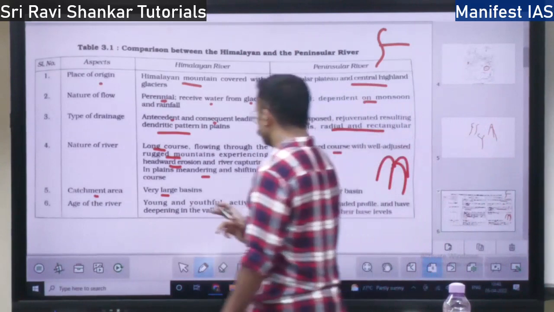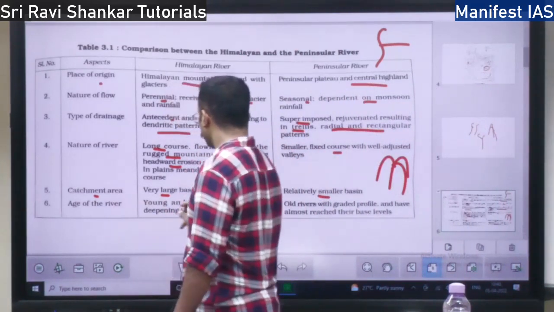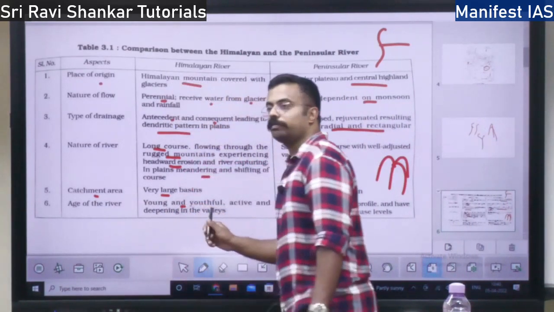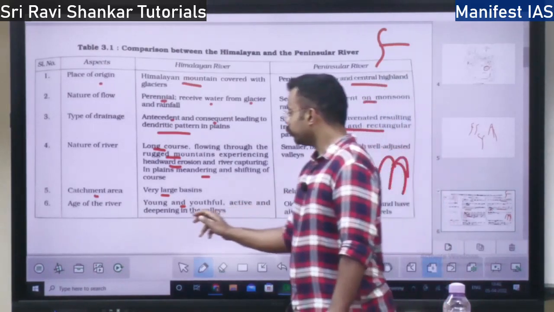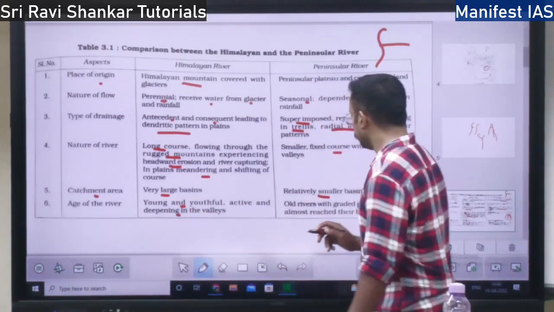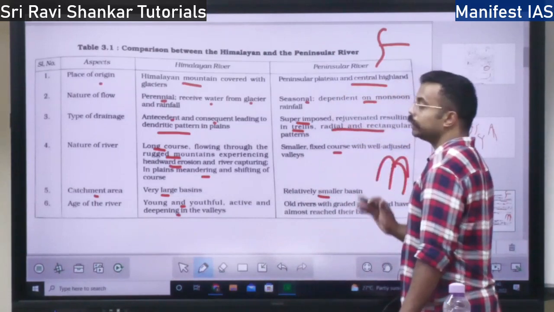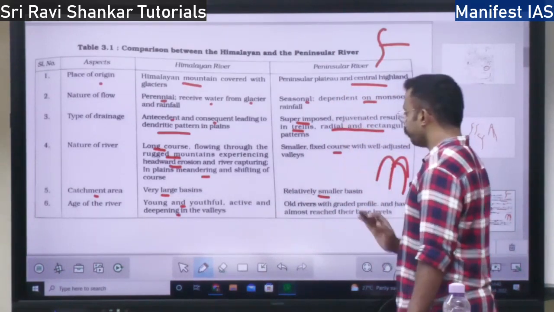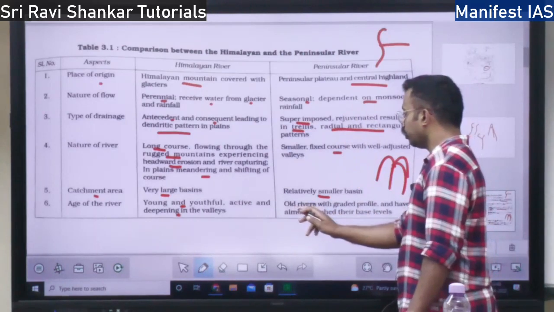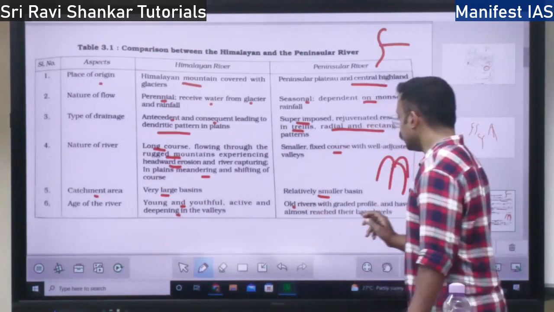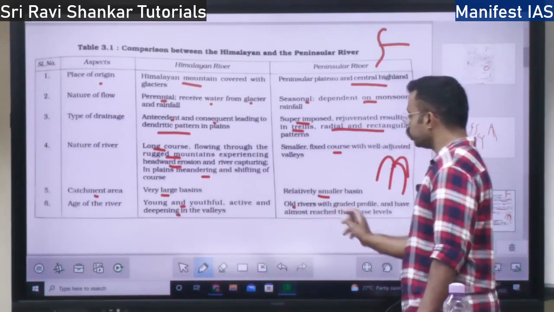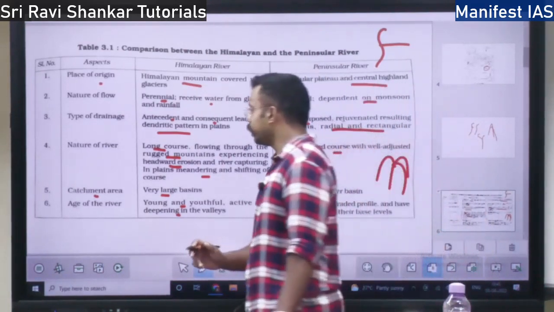And then age of the river. So here I told you, the rivers will be found in the young or youthful stage in the Himalayan system, whereas in the peninsular rivers, you will find old rivers. They are mature rivers and they have almost reached the base level. What do you mean by base level?